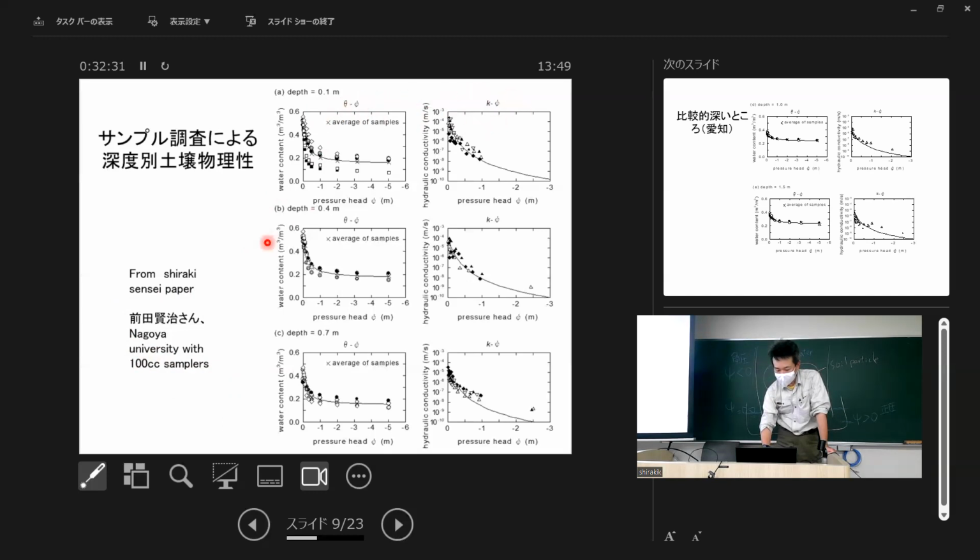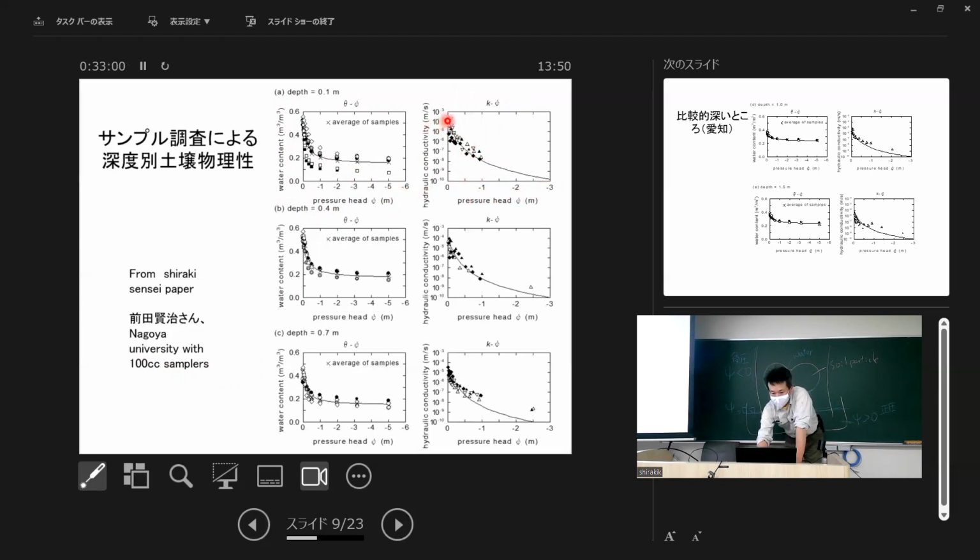At the time, Maeda-kun and I were students, and Maeda-kun did the theta psi check and the K psi check for his bachelor thesis, and I used this data for my doctoral thesis. And you can see the pressure head psi, and this vertical one is the volumetric water content, and the right one is the hydraulic conductivity, and 0 means the saturated one, and the pressure head is -1, and drier.